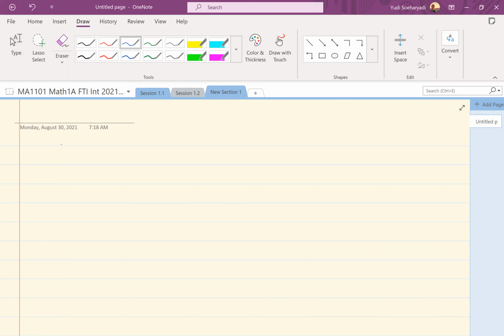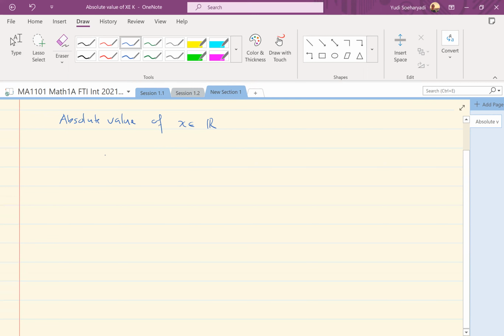Okay, so this is what we call the absolute value. For x a real number, the absolute value of a real number is this, with the vertical bar. The value is the same as x if we know x is non-negative. And if x is negative, then we stick in an extra negative sign.